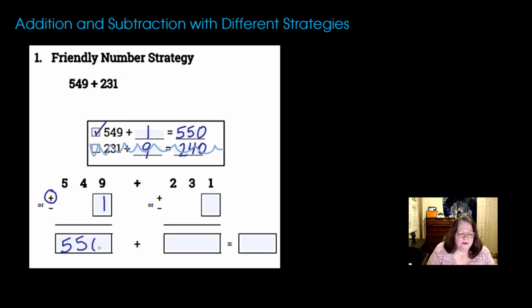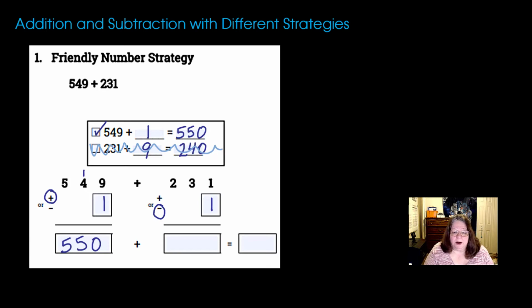We got 550. Now I could do it this way. 9 plus 1 is 10. The 1 goes up here. 4 plus 1 is 5. And bring that 5 down. Works either way. Since we added 1 to the 549, we need to take that 1 away from 230. Because it's like if we have a pile of pennies. We've got 549 pennies, and then we've got 231. If we take 1 from this pile and put it into this pile, when we add them together, we still get the same answer. So that is a perfectly acceptable strategy.